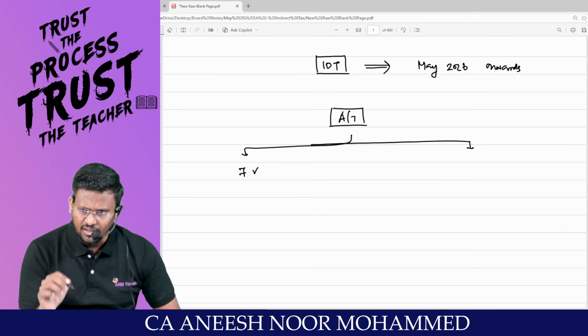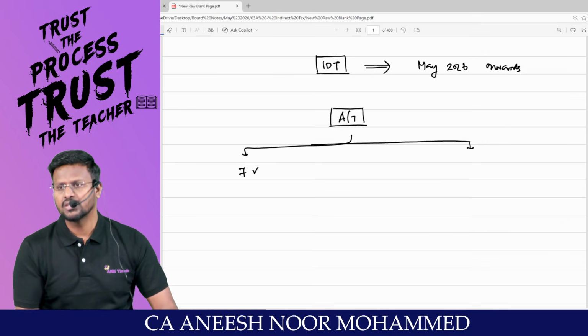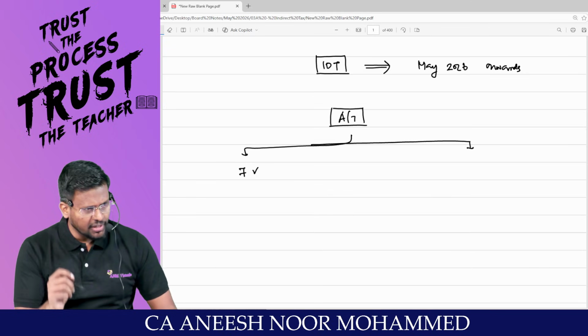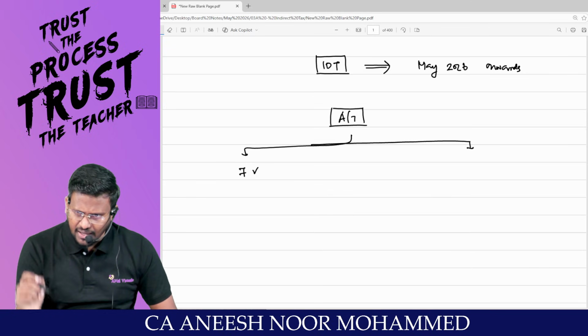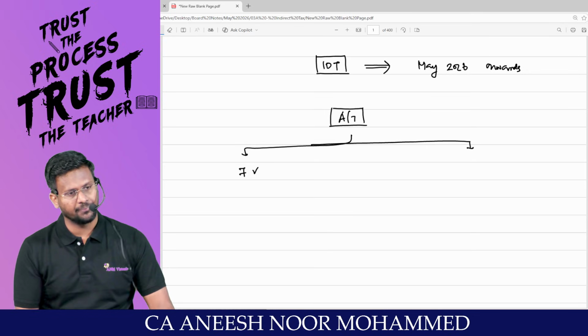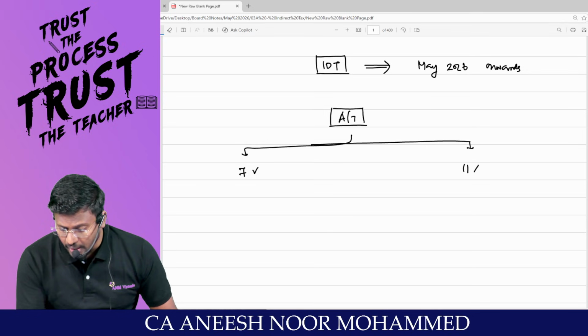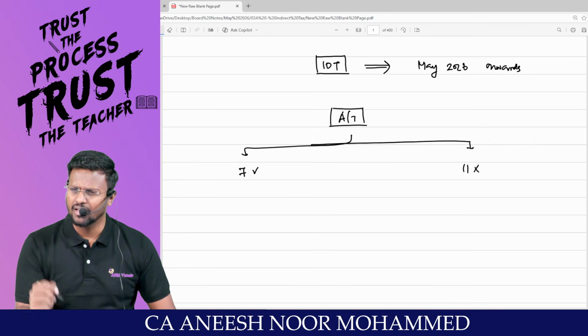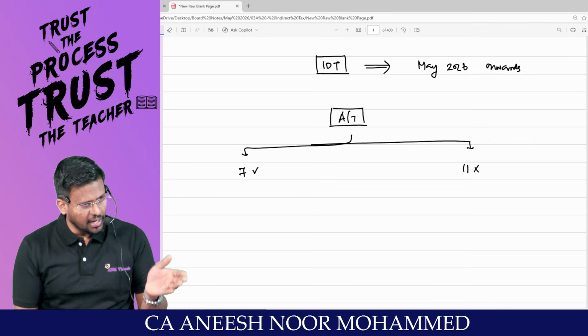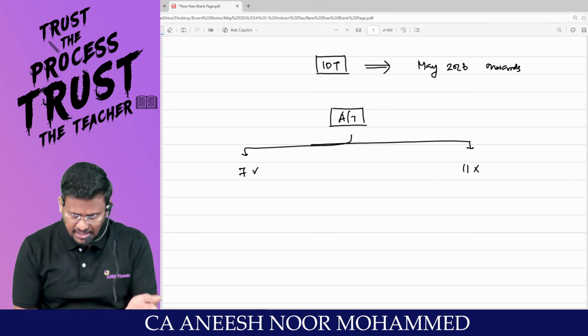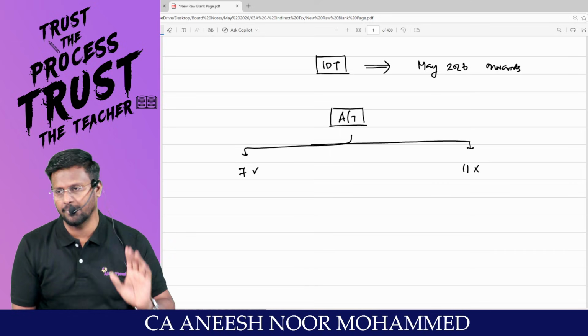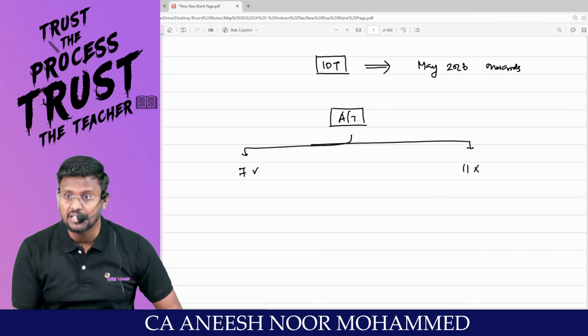Should cover in section 7. What is section 7? Supply. If that activity or transaction is covered under section 7, then it is a supply, and it should not be covered under section 11. What is section 11? Exemption. Sir, if it is covered under section 11, it is supply, but it is exempt supply.